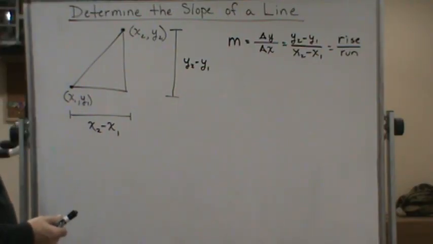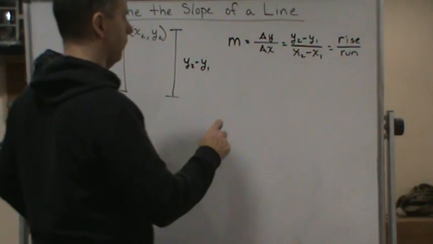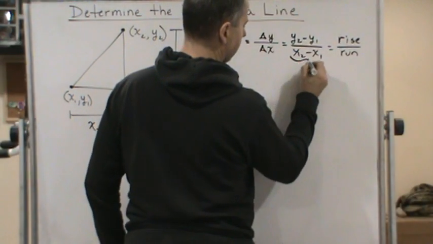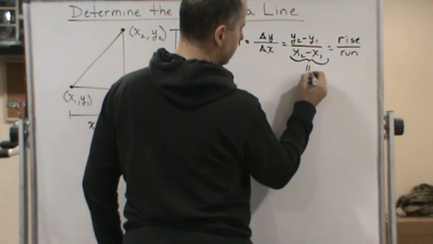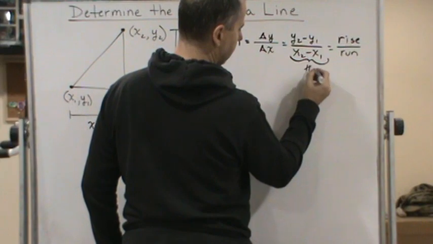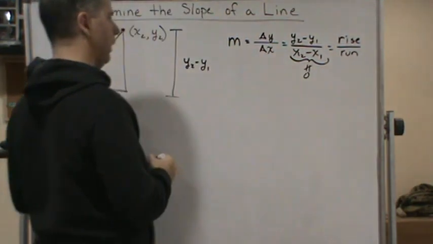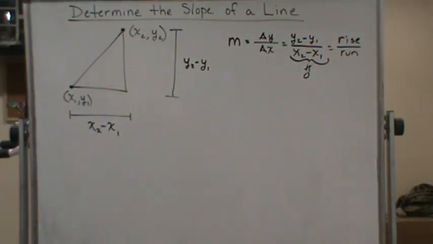Also, this cannot equal 0, for obvious reasons. The change in x in the denominator cannot be equal to 0 because we can't have 0 in the denominator of a fraction.